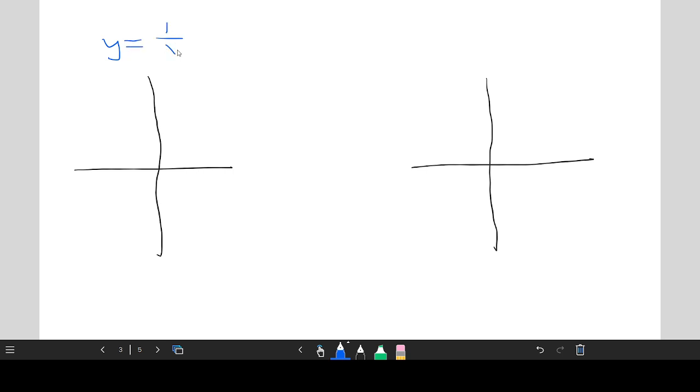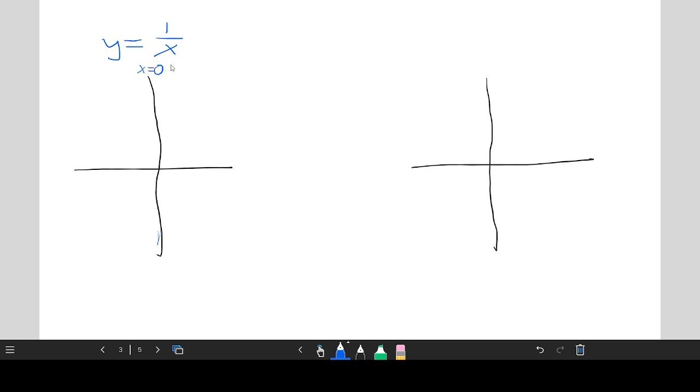So one of the basic functions that we deal with a lot is y equals 1 over x. You can see here that the denominator is x, so we would not be able to substitute 0 for x here because we would have a denominator of 0. And because of that, this function has a vertical asymptote. The line x equals 0 is the vertical asymptote for this function. So the y-axis is a line that the graph's going to approach without touching.